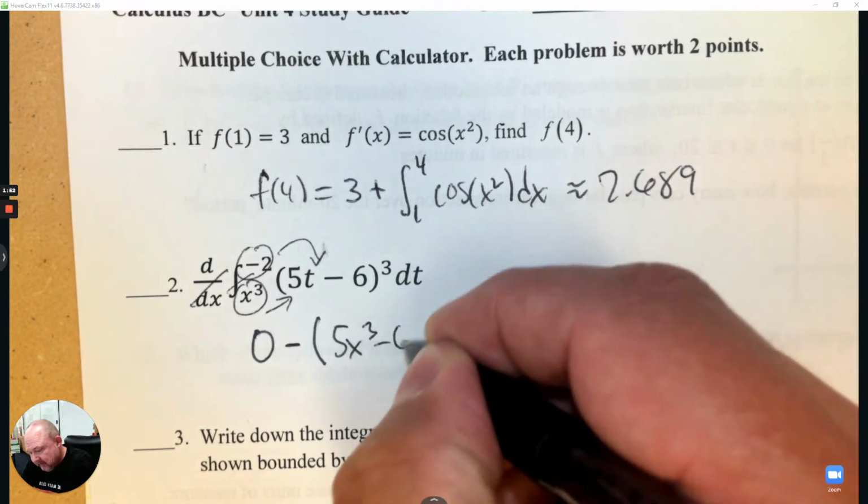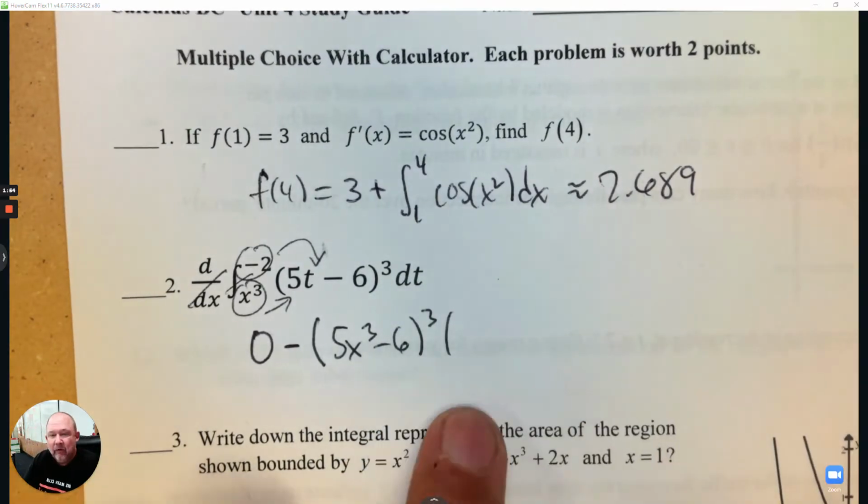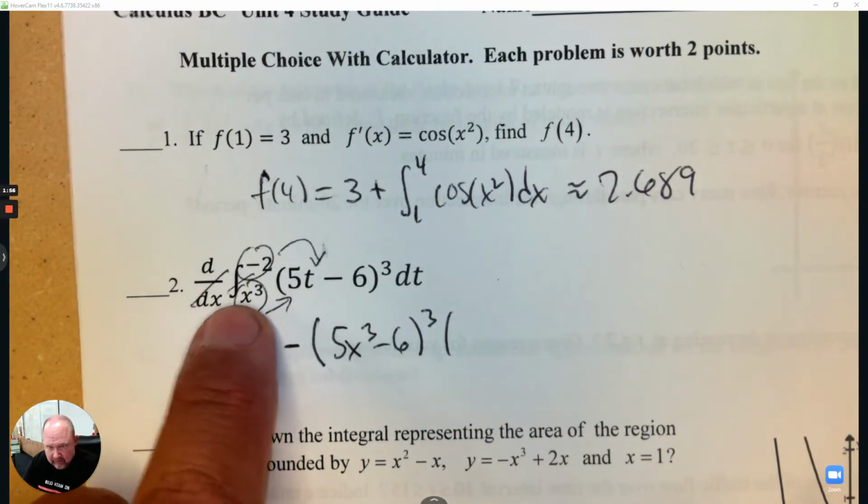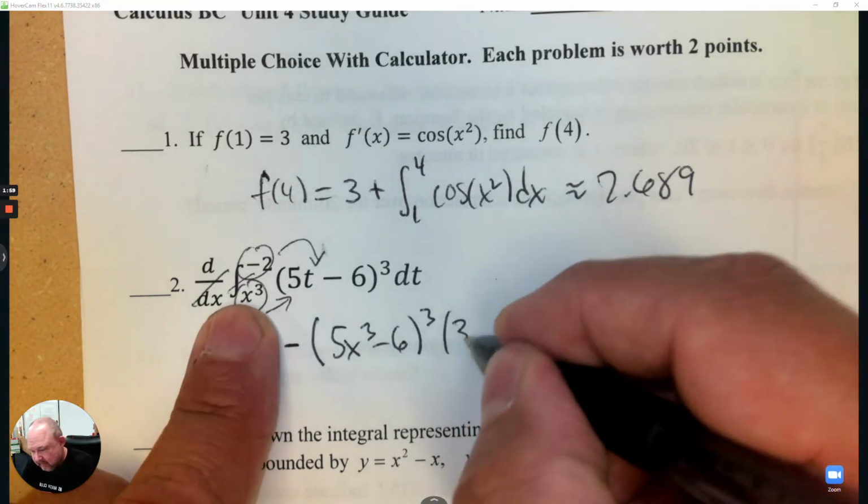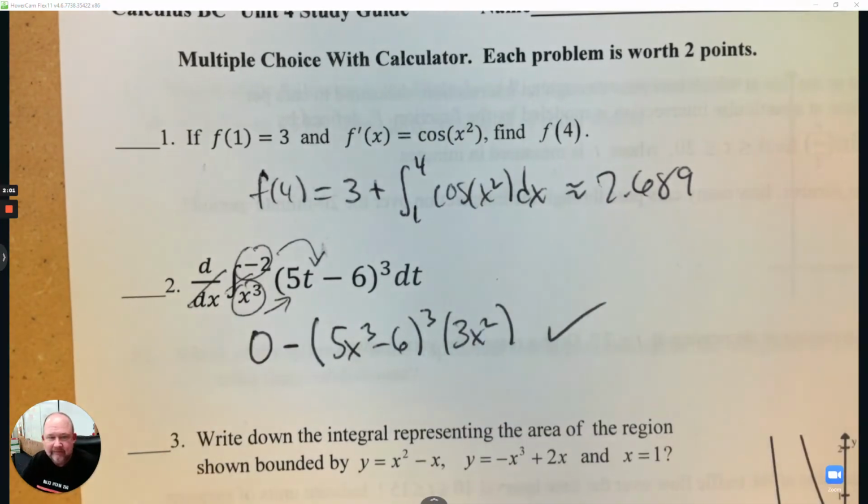Now you substitute in the bottom, use parentheses. So wherever there's a t, that's what you put in. Now the hook is the derivative of that limit or bound. So that's 3x squared. And that's done.